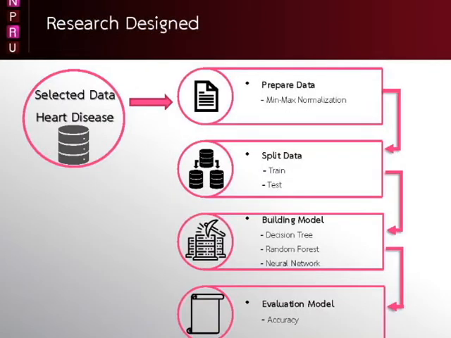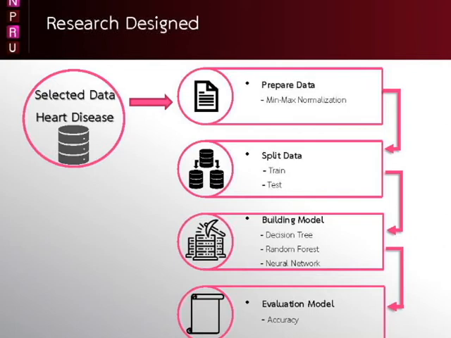In our research design, there are 5 steps. Step 1, select data. We have selected heart disease data from www.kaggle.com. Step 2, prepare data. We have normalized data by using the min-max normalization method. Step 3, split data. We split data into 2 parts. We use 70% of data as a training set and 30% as a test set.